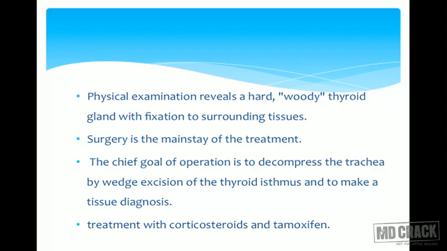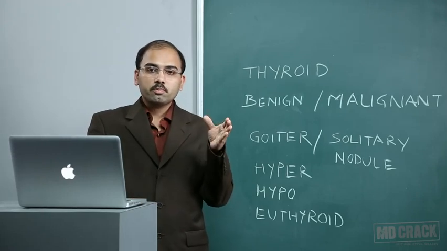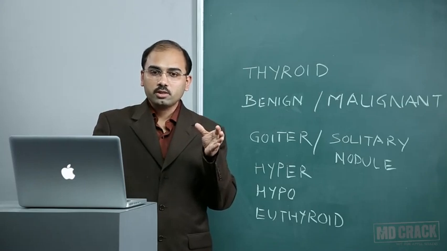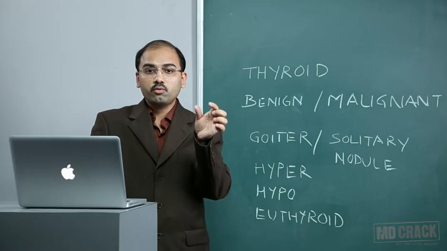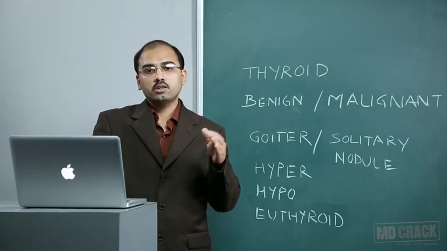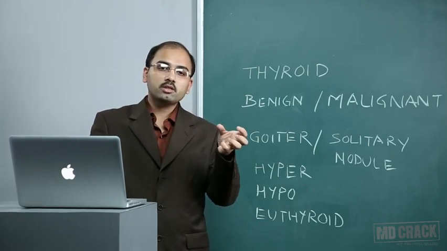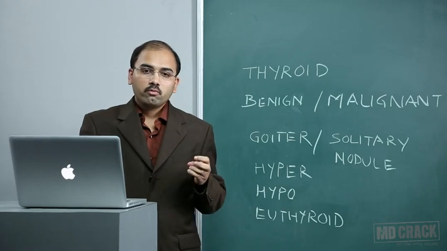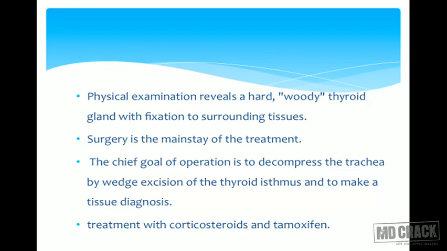The chief goal of operation is to decompress the trachea by wedge excision of the thyroid isthmus and to make the tissue diagnosis. So you have to release the pressure on the trachea by wedge excision of the isthmus. So in Riedel's thyroiditis, the surgery of choice is wedge excision of the isthmus. You may be asked this question. You should not venture into other parts of the thyroid because you may damage other structures entrapped in the thyroid loops. For patients who relapse, they may be better put on steroids or tamoxifen.